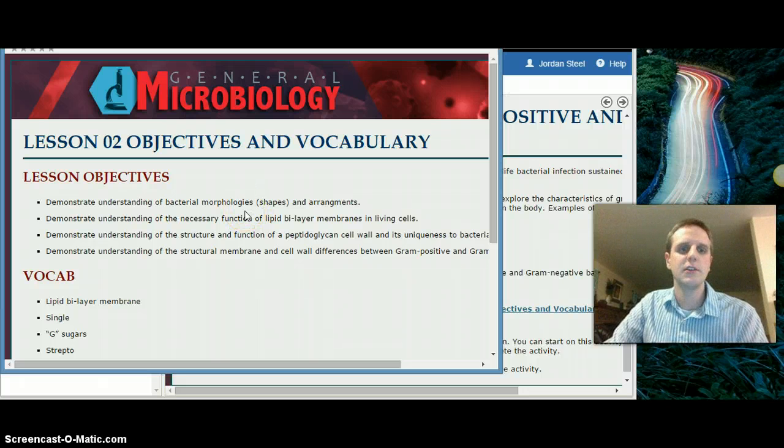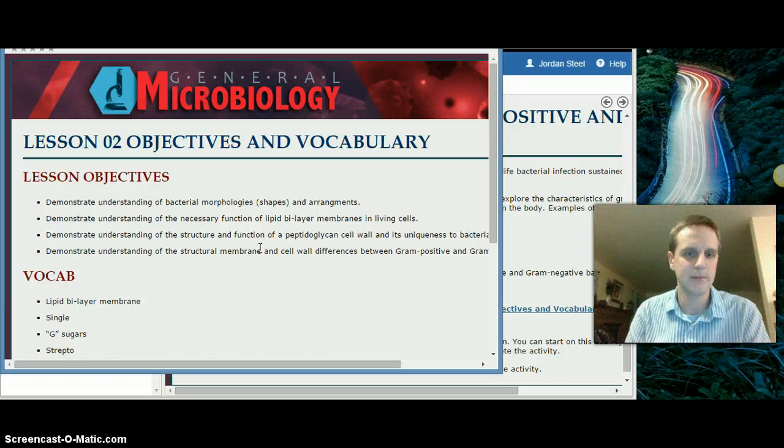So from this week, you should be able to demonstrate these things, be able to have a firm understanding of morphologies, arrangements of shapes. So if I say a staphylococcus bacteria, you could draw it out for me. You know exactly what staphyl means and what cocci means, and be able to demonstrate that. Understanding the lipid bilayer, the membranes. Obviously, these bacteria are very sensitive to the environment, so understanding their membranes and that protective outer layer and how it functions is important. And looking at the cell wall.